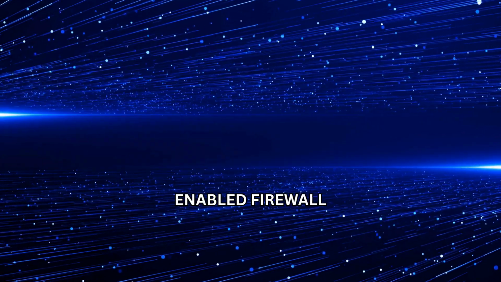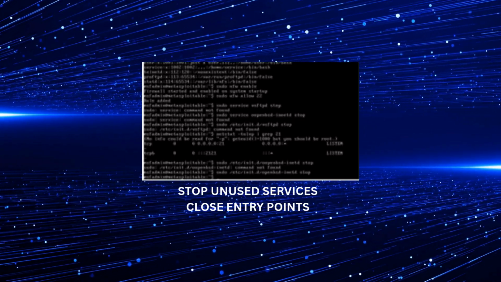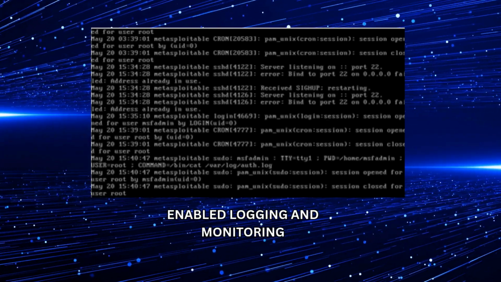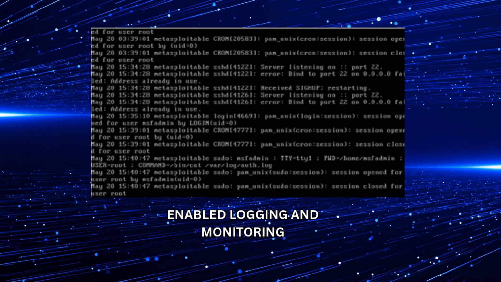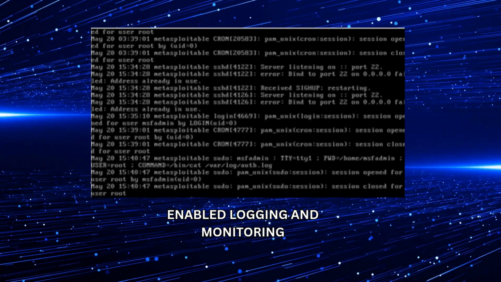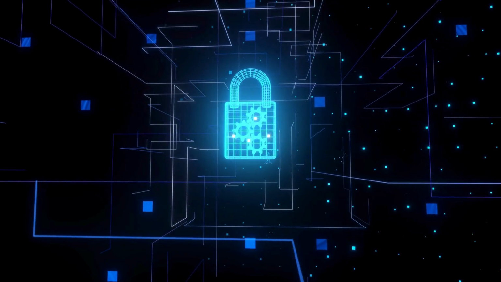Second, I stopped vulnerable and unnecessary services running on the VM to reduce the number of attack points available to attackers. Finally, I enabled monitoring and logging features to help track system activity and detect suspicious behavior or possible security incidents. These changes helped improve the overall security of the VM by reducing vulnerabilities and strengthening system protection.